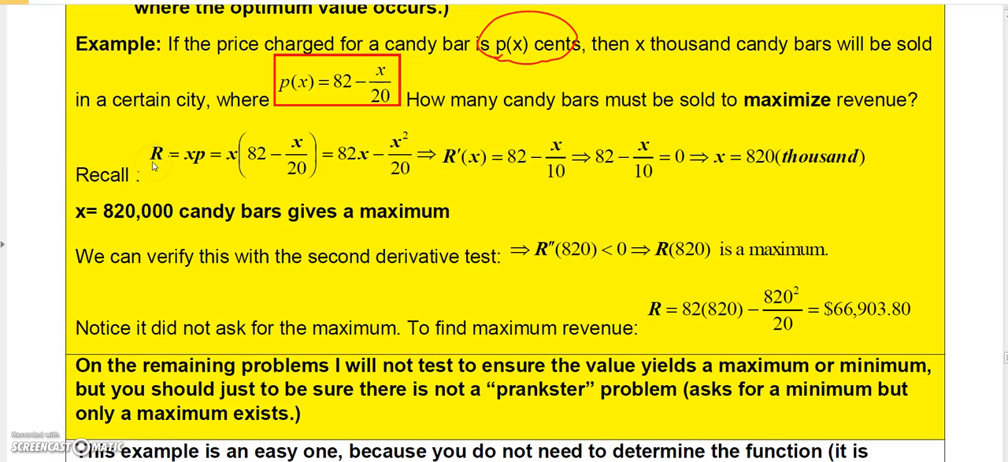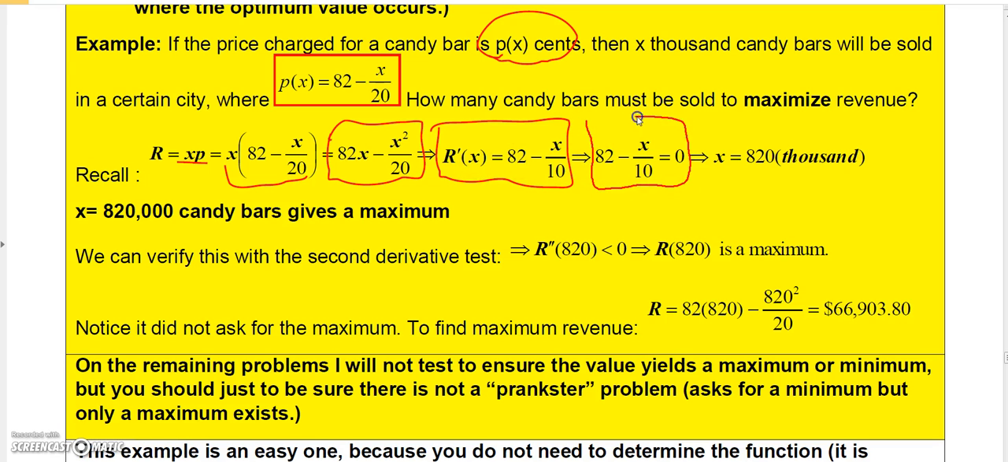Well, to get revenue, remember, you take the number of items you're going to sell, which is x, and then you multiply it by the price. Now, we know the price is this function, 82 minus x over 20, so multiply those two together, and you get 82x minus x squared over 20. Now, if you take the derivative of this, you'll get 82 minus x over 10. Then remember, the next thing you want to do is set that equal to 0 and solve it, and you'll get that x equals 820.